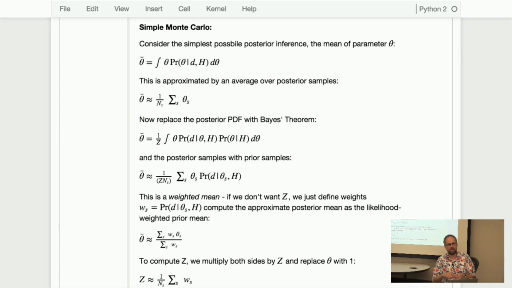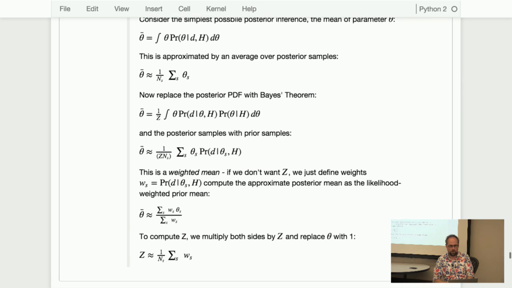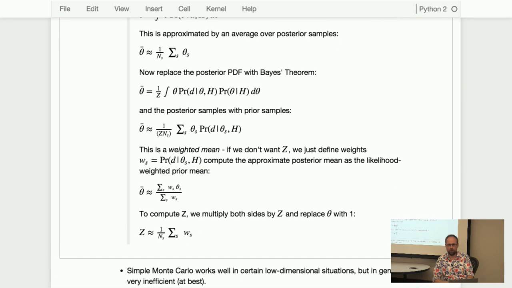Now, suppose we replace our posterior PDF with Bayes' theorem, which has the sampling distribution and the prior and this evidence constant, which I'm calling Z. So we could write that posterior mean integral like this, and then we can approximate it with posterior samples. That's what I drew before. But now we can replace the posterior with our likelihood times prior divided by evidence and ask for the posterior mean as an average over the prior samples.